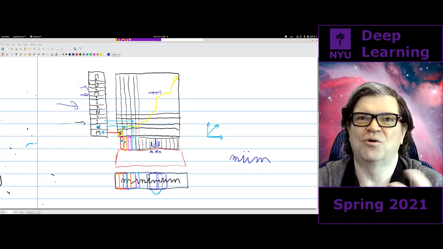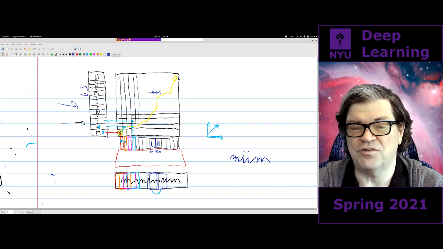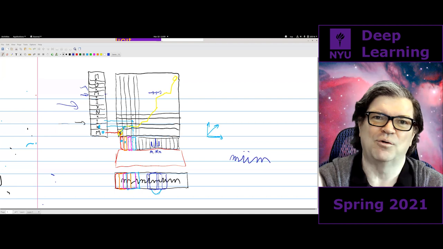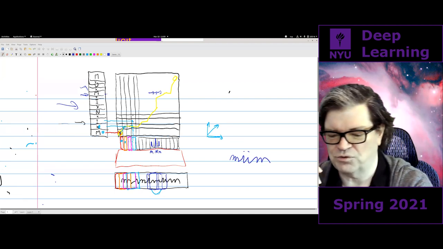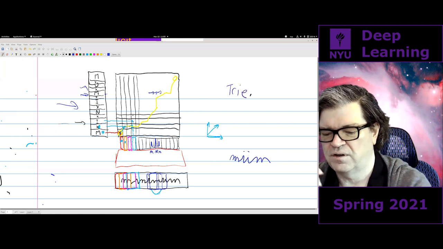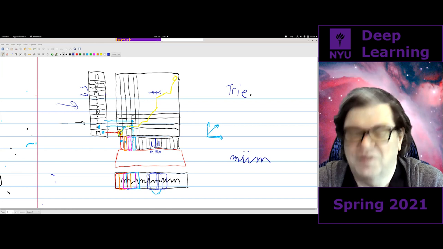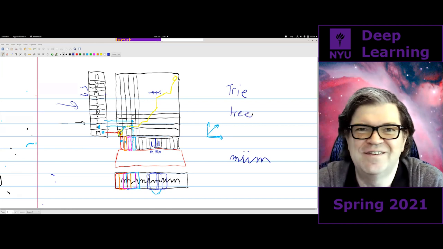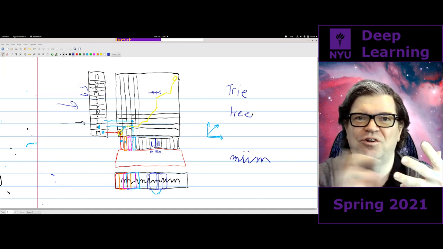So the question is, can you have a more efficient way of doing this search? And the answer is yes. What you need to do is represent your vocabulary, not as a list of words, but as what's called a tree. It's basically a tree that represents all the words in the dictionary starting from a node.